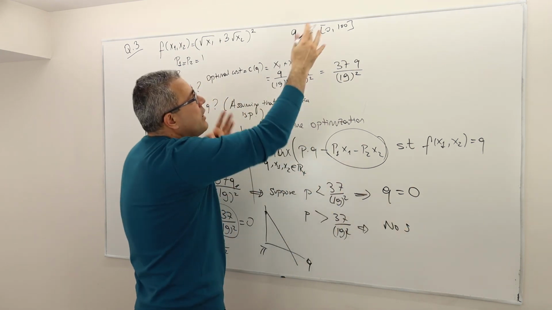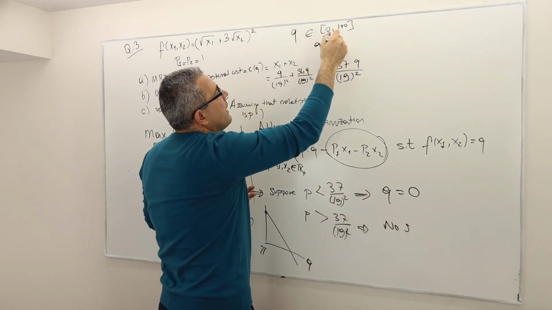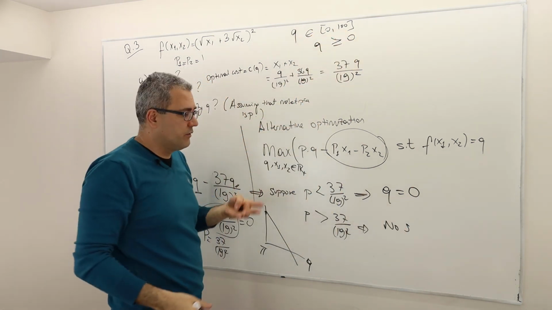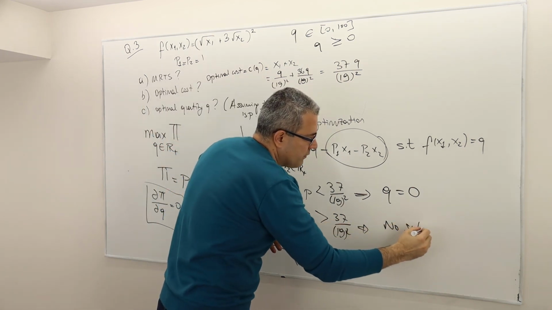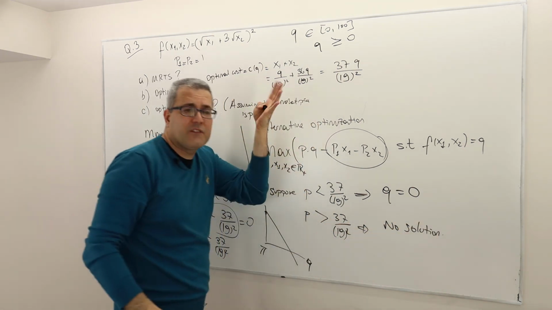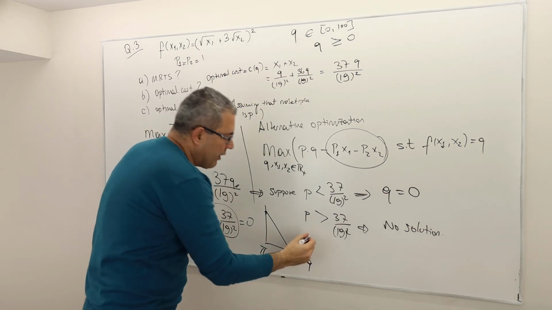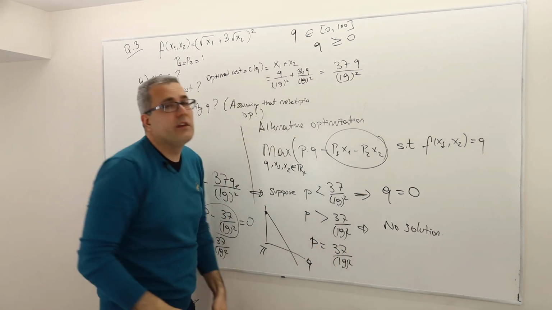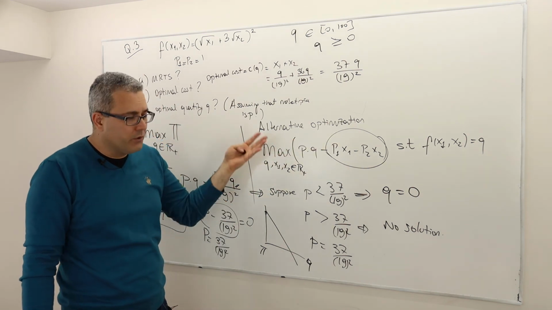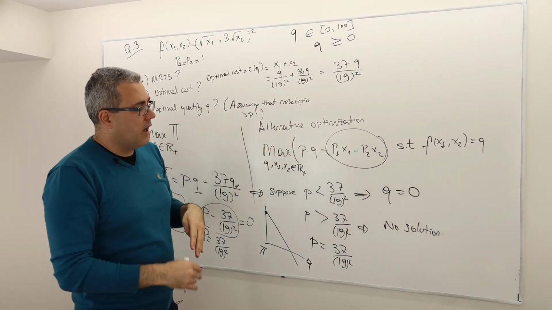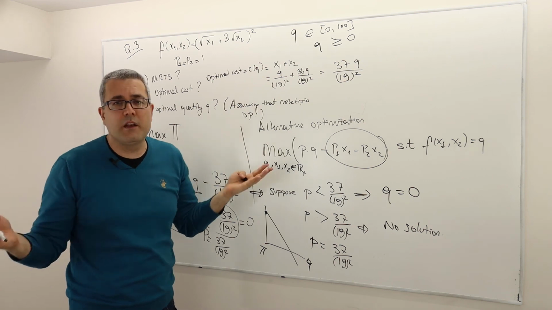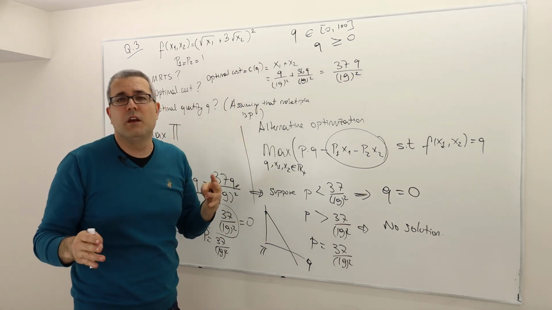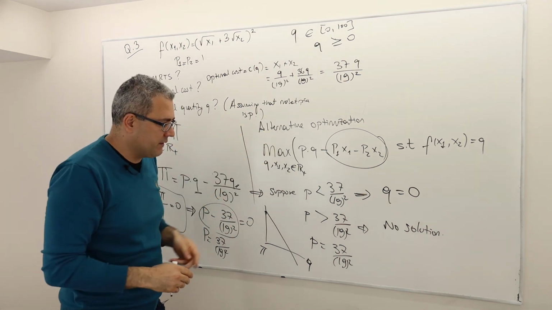If Q can be any number greater than or equal to 0, then there's no solution, because there's no maximum. And when p is equal to 37 divided by 19 squared, you know what? Everything is a solution, meaning q equals 0 is a solution. Q equals 1 is a solution, 2 is a solution. Everything is a solution, basically.